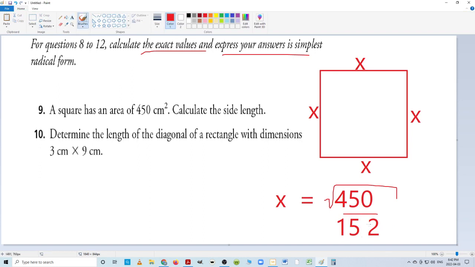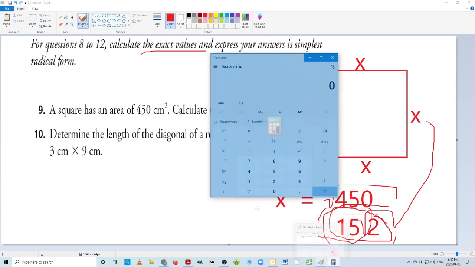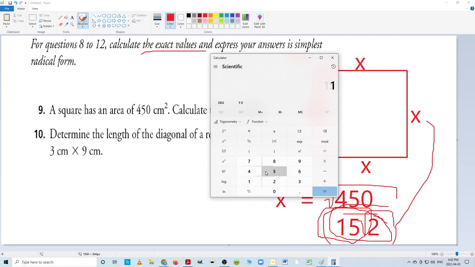The length of any one of these sides is 15 square root of 2. And you can prove this to yourself by multiplying 15 square root of 2 times itself. So 15 times square root of 2 is equal to this. That would be the x. And then when you multiply x times x, you get 450.